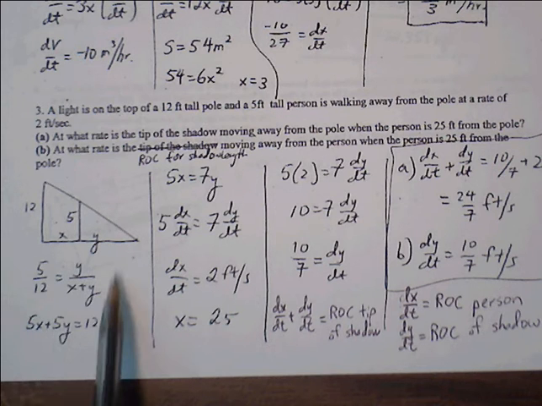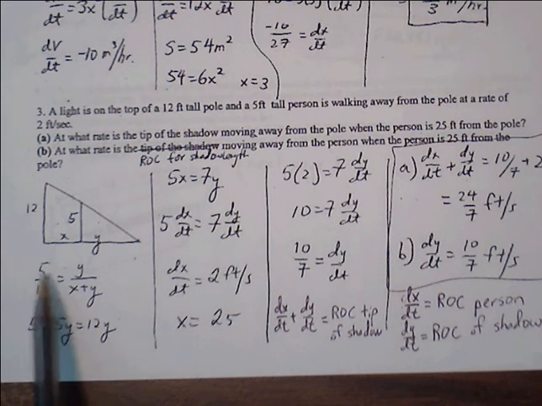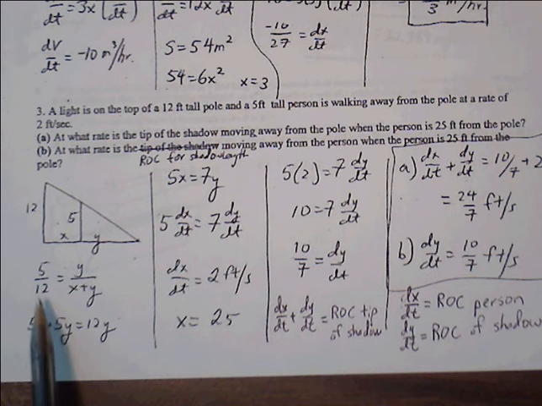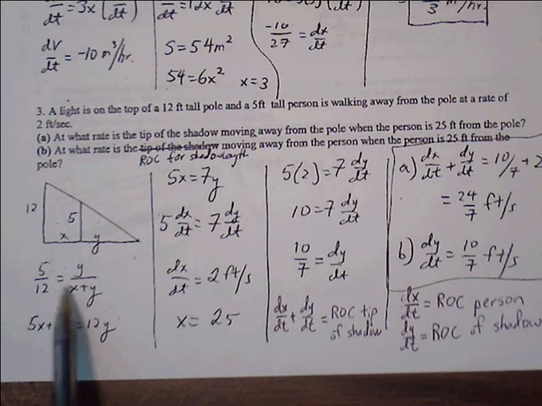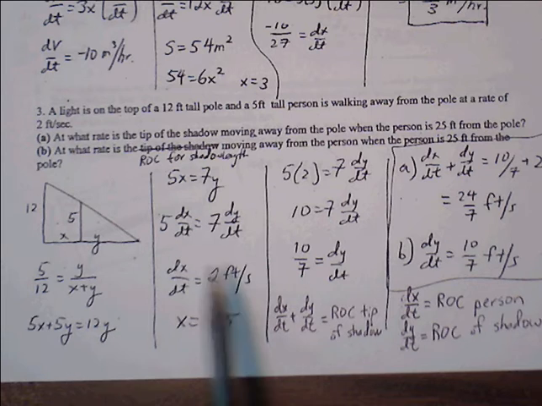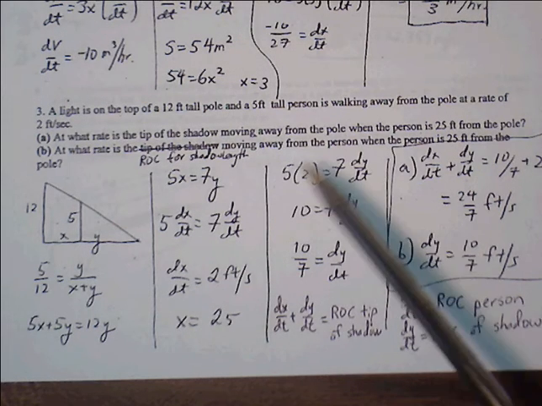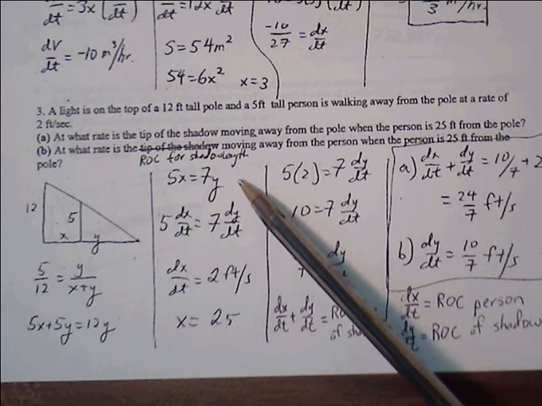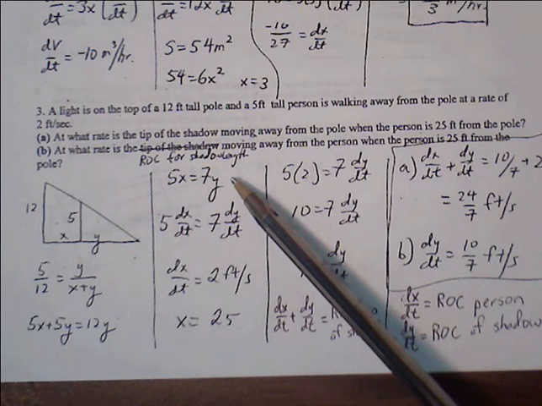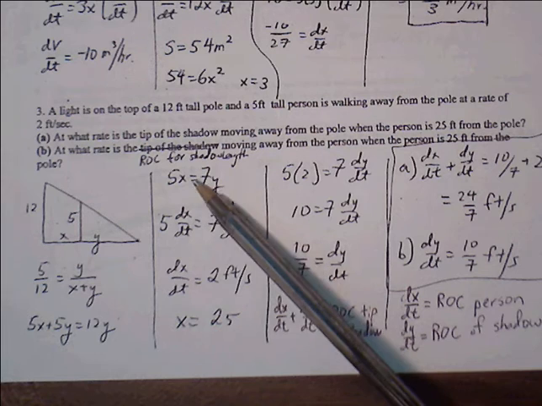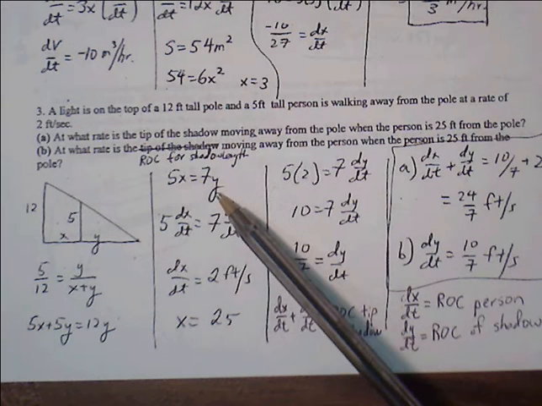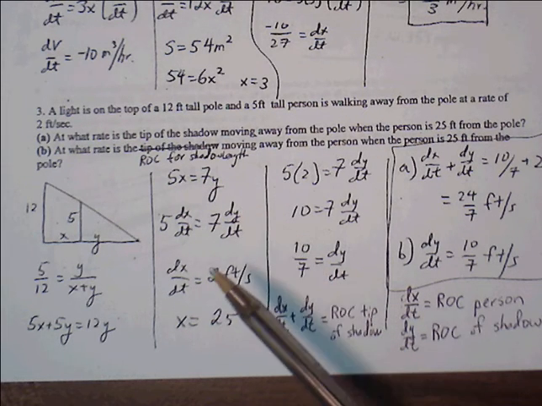Now, this is essentially the equation we're going to be working with, but I'm going to try and get it out of fraction form. So we can cross multiply. Distribute the 5 with the x plus y, and we get 5x plus 5y equals 12y. Combine like terms, subtract the 5y over, and we get 5x equal to 7y. Now we can find the derivative of each term with respect to time. So 5x becomes 5 dx/dt, 7y becomes 7 dy/dt.